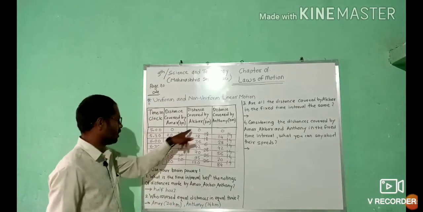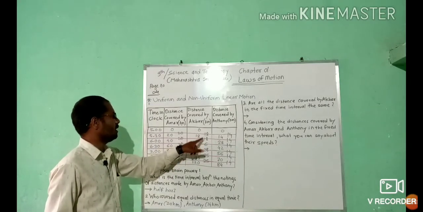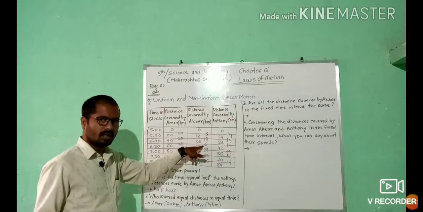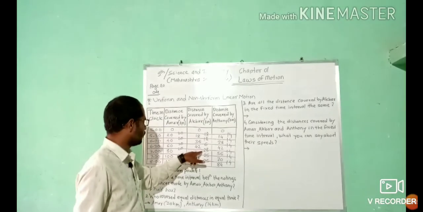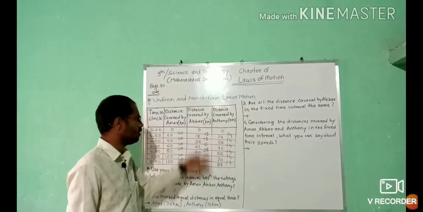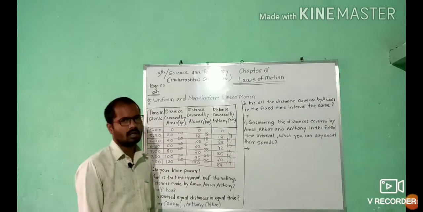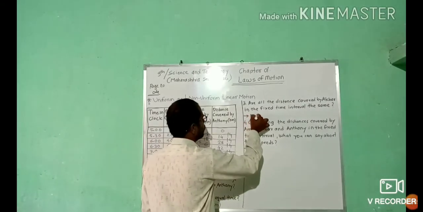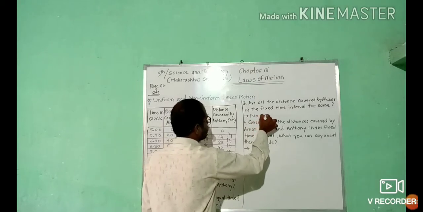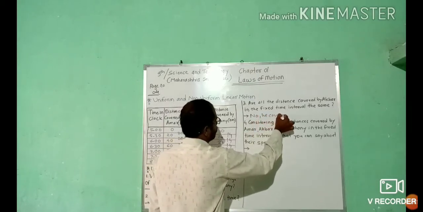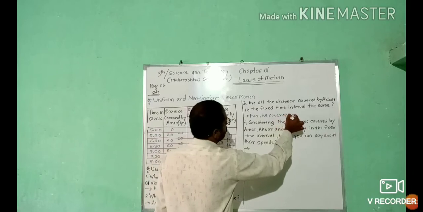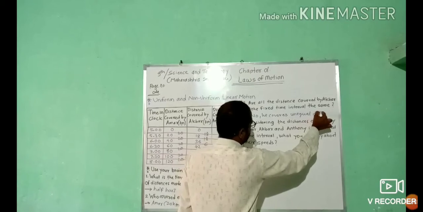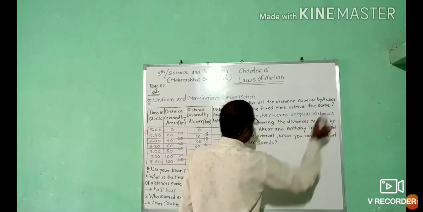Now our third question: are all the distances covered by Akbar in the fixed time interval the same? Akbar covered 18 kilometers, then again 18, then in the third noting just 6 kilometers, then 28. So he has covered unequal distances in an equal time interval. So the answer is no.